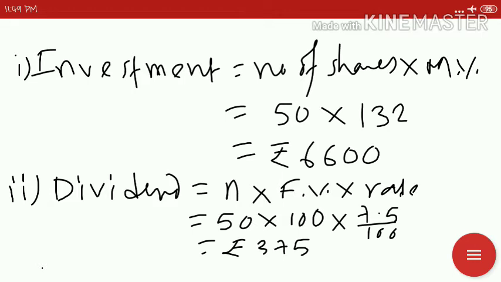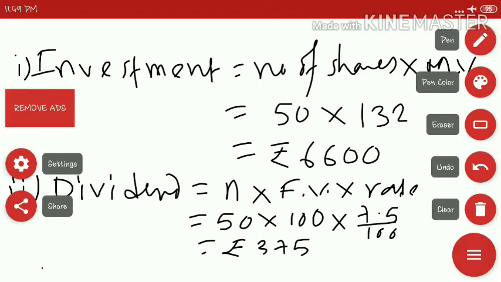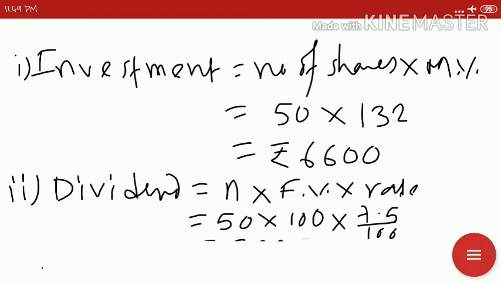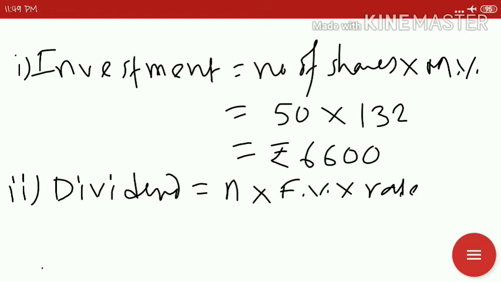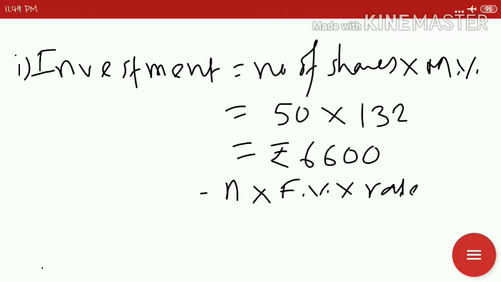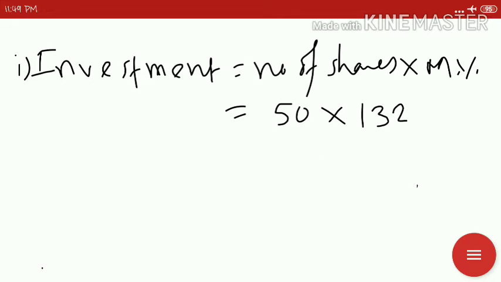Next, the third part is to find out his annual income. So annual income is also the dividend. We have to find out how many more shares he has to buy to increase the income to rupees 525. First, the annual income that is given there is also the dividend.